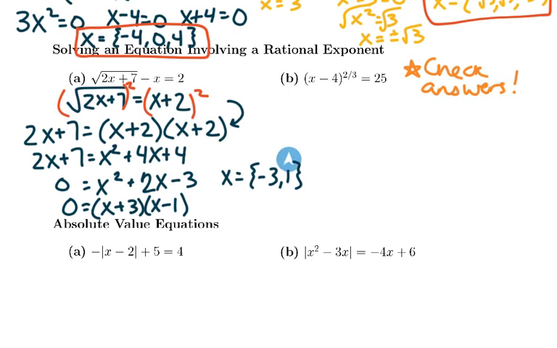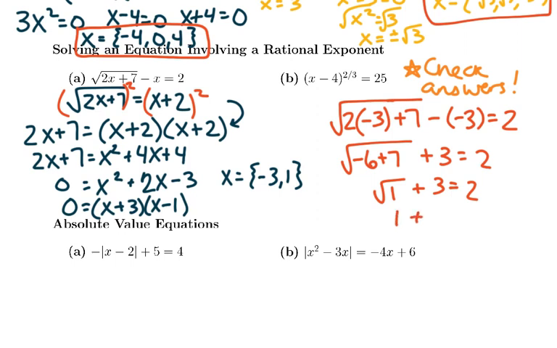To check your final answers, you need to check it by plugging back into the original equation and making sure it is true. The square root of 1 is 1. 1 plus 3, it's only positive 1. 1 plus 3 equals 4, and 4 does not equal 2. So that means that negative 3 is not actually a solution. That's an extraneous solution. So now I try 1.